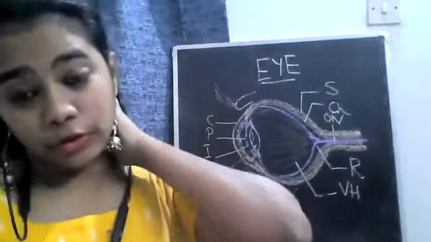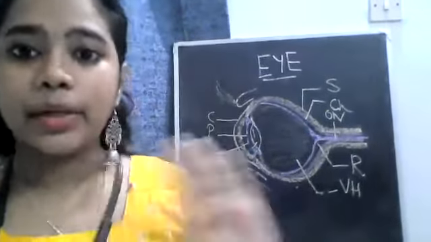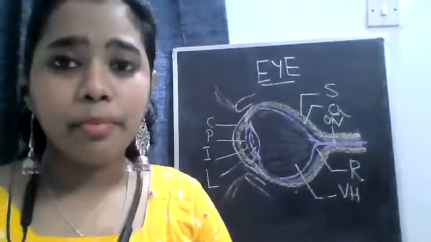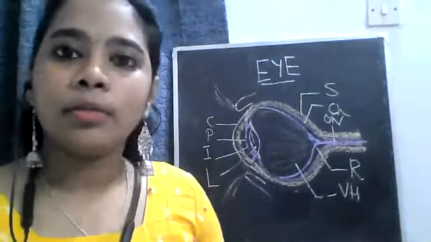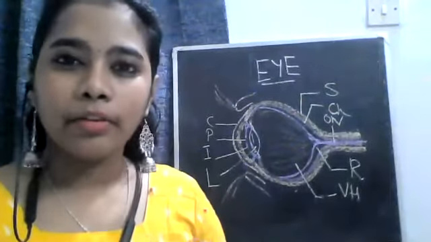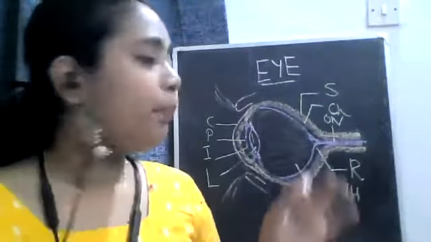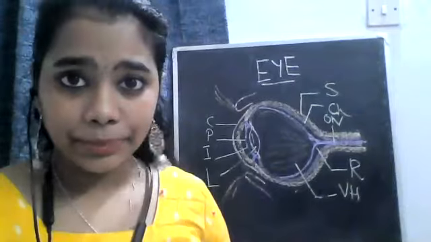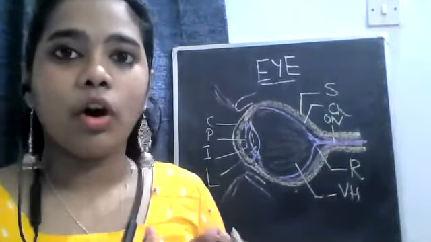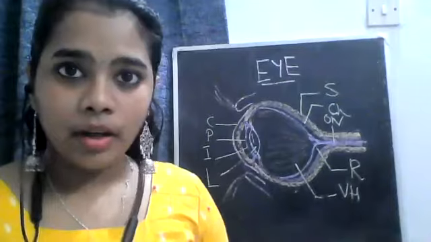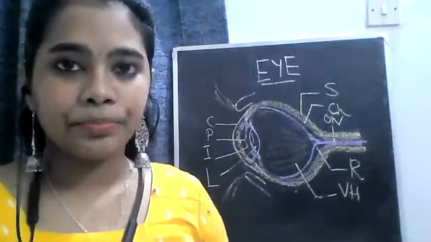So we're done with drawing the eye diagram, and we have also labeled its main parts. As you go on reading and studying in more detail, you will have finer points on this diagram, like rods and cones. All of that will come with more study of anatomy.